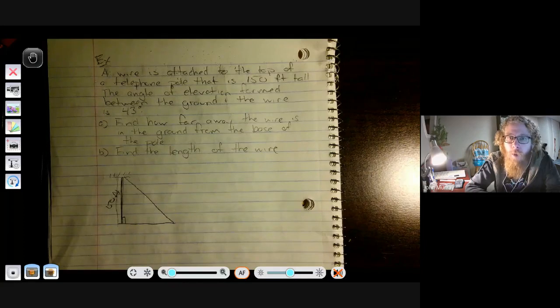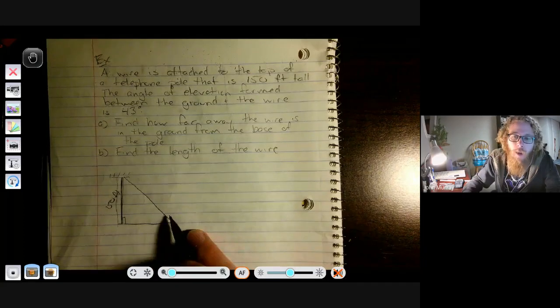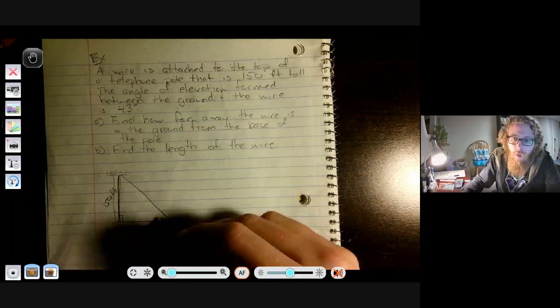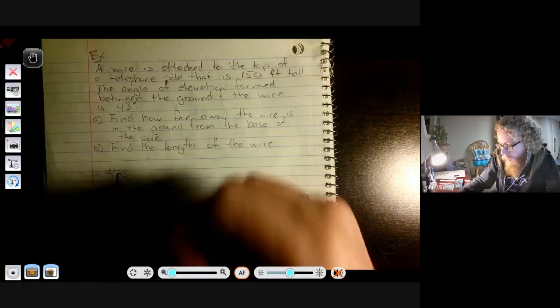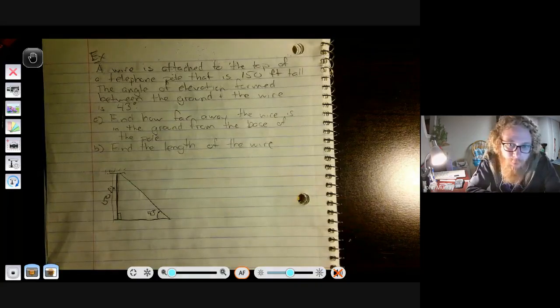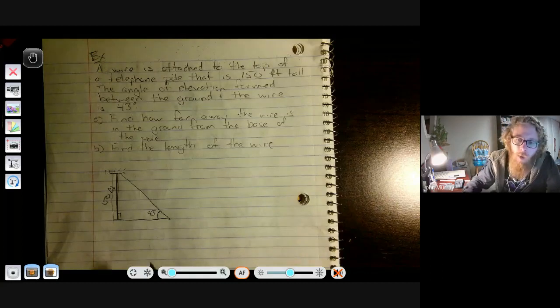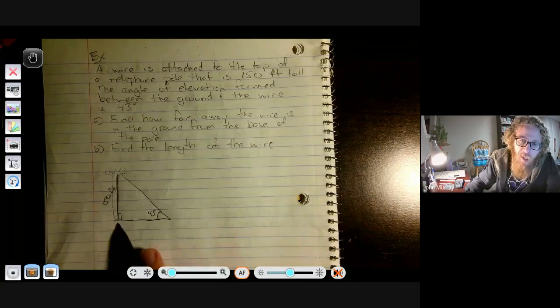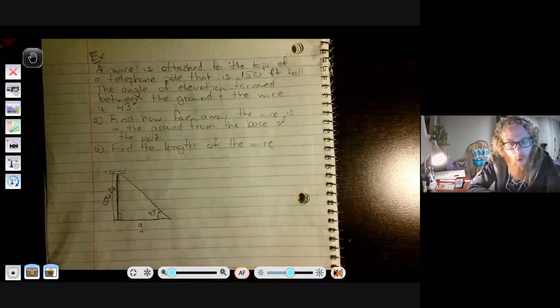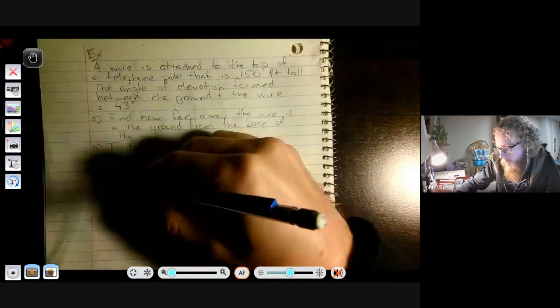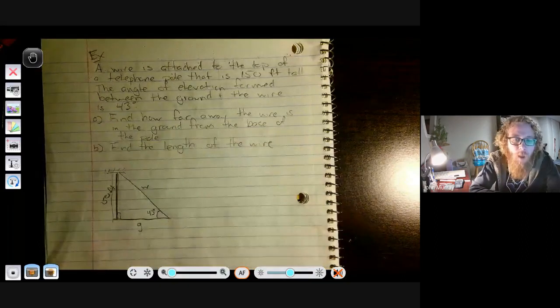The angle of elevation formed between the ground and the wire is 43 degrees. So here I can put 43 degrees. So first we want to find how far away the wire is on the ground from the base of the telephone pole. I'm going to call this G for ground. I'm going to call this W for wire.